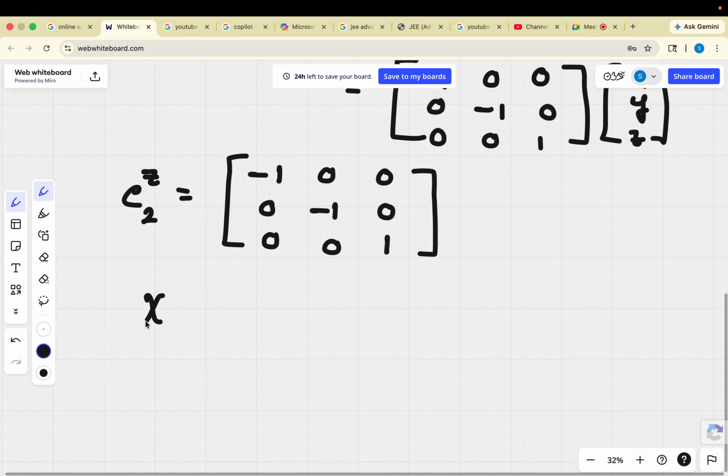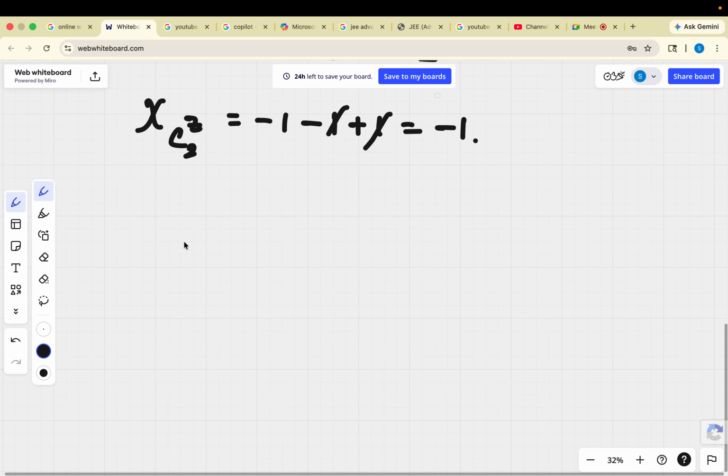Now suppose I want to find out the character of this, chi C2Z. So if I add diagonally, what am I getting? Minus 1 plus 1, so they are cancelling each other. What I am getting? Minus 1. So chi C2Z is actually equal to minus 1. So similarly I can find out for C2x. For C2x, what will be the matrix for C2x?